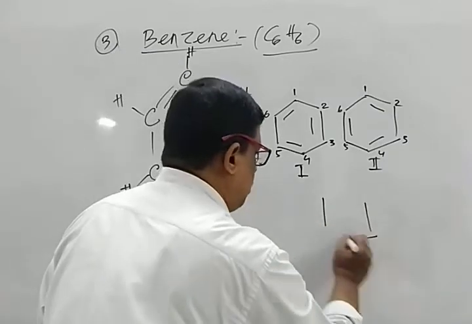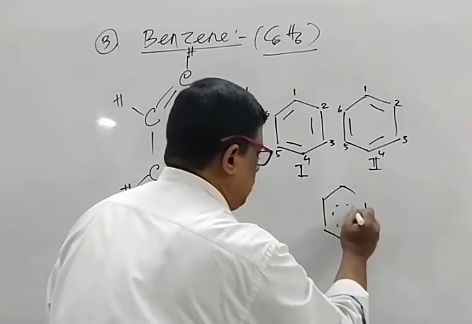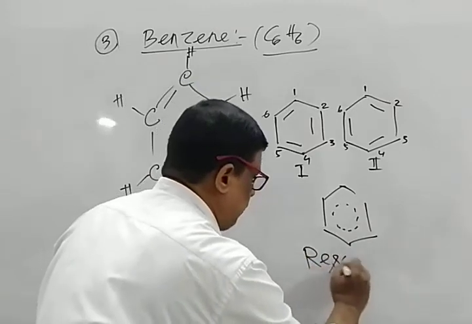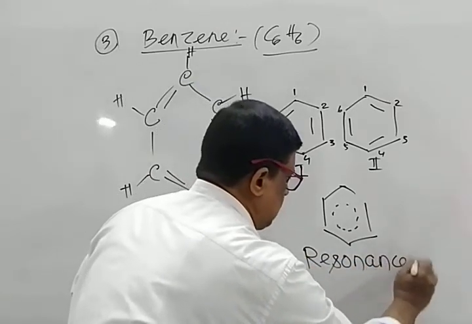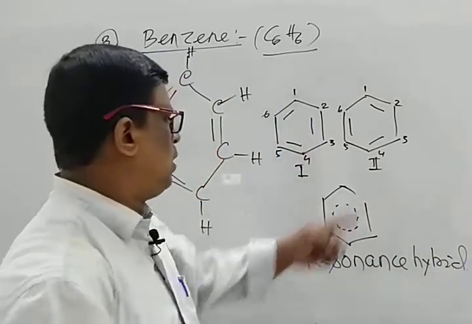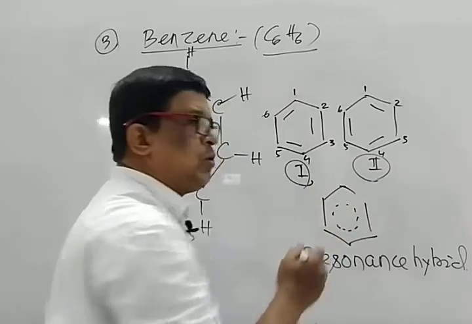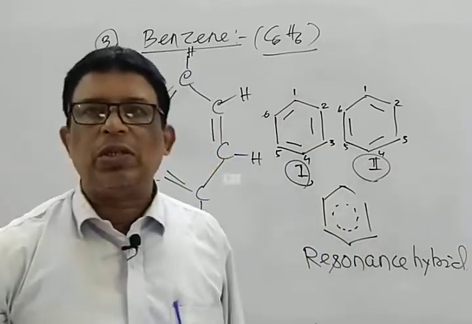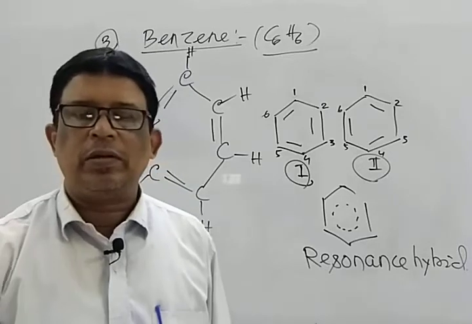And if we go through, then this is known as the resonance hybrid. And each one, structure 1 and structure 2, is known as a resonating structure, contributing structure or canonical structure.